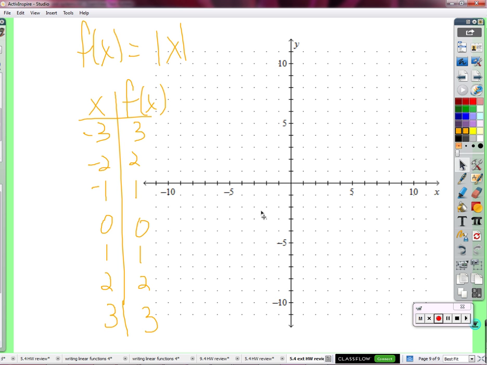So let's throw these points up on the graph. 0, 0, 1, 1, 2, 2, 3, 3. Let's go into the negatives. Negative 1, positive 1. Negative 2, positive 2. Negative 3, positive 3. Negative 4, positive 4. Negative 5, positive 5. To the right, it's a straight line with a slope of positive 1. To the left, it's also a straight line, but it has a slope of negative 1.